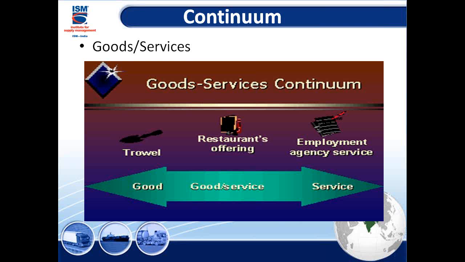We'll walk through that. Like a restaurant, you get the food, plus there's the service. Somebody comes and gives you good service. Ambience is also there. So it's a combination of all these things. In this continuum, one side is pure goods, one side is pure service, and in the center you find a combination of those two.